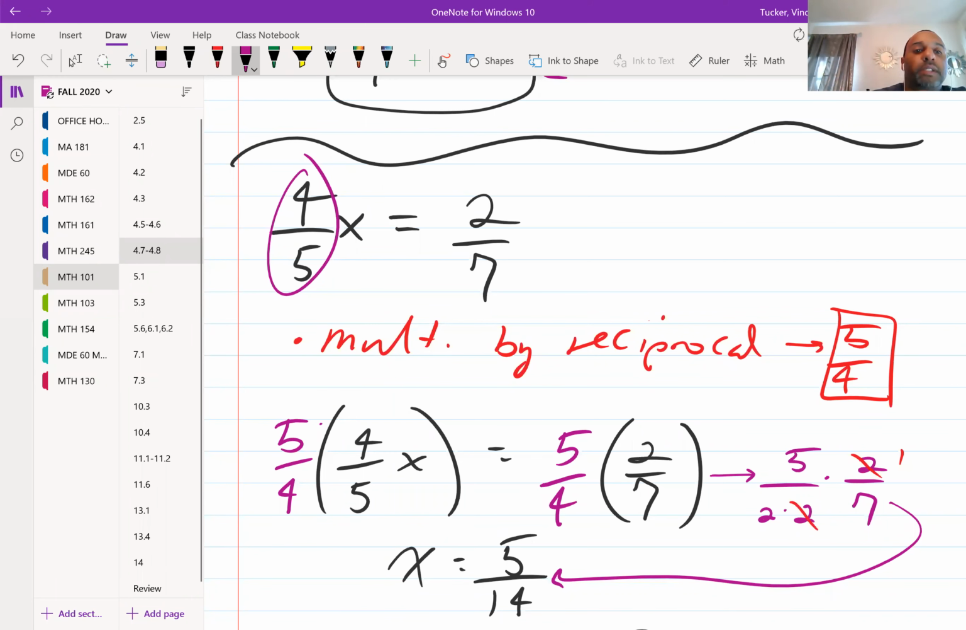So what that does is it allows for 5 over 5 to cancel, 4 over 4 to cancel. That leaves us with 1. And that's just 1x right here. On the right side, though, we need to multiply 5 over 4 times 2 over 7. And doing that right here allows us to have the final answer of 5 over 14.